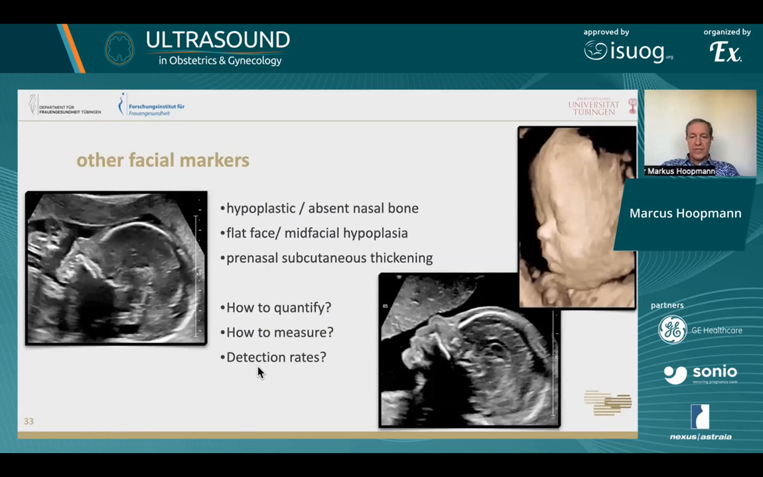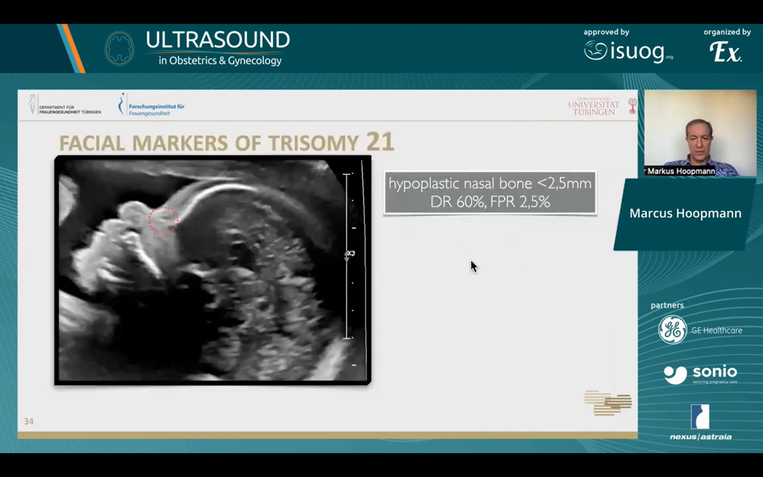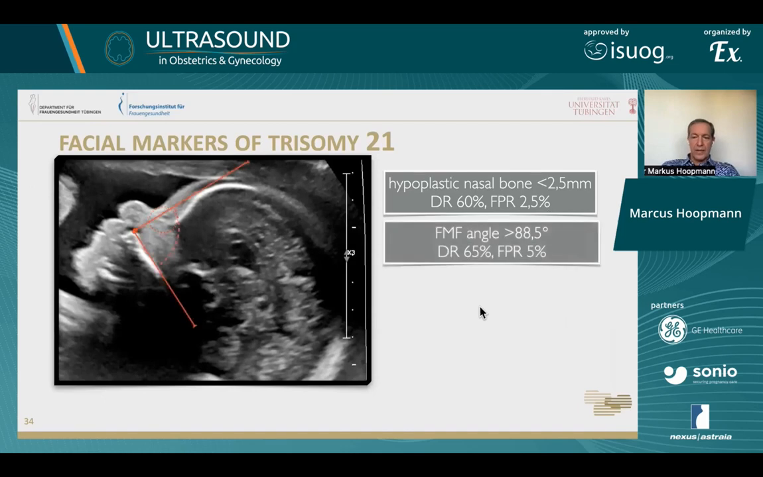But do we have other facial markers? Yes, we have. Normally, the profile is flat, and this is caused by mid-facial hypoplasia. And you often find this prenasal subcutaneous thickening. So how to quantify, how to measure it, and what are the detection rates of the single markers? So we have already said that hypoplastic nasal bone has a detection rate of about 60%.